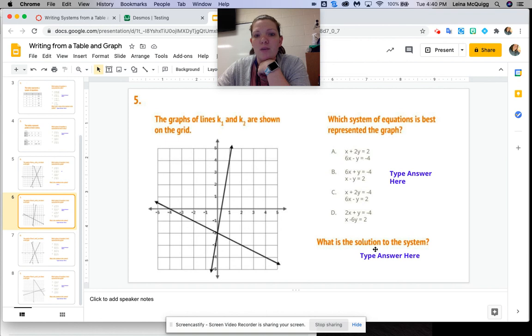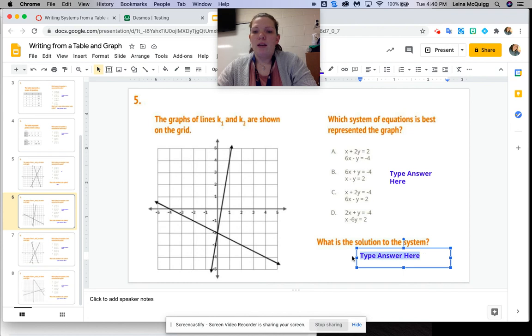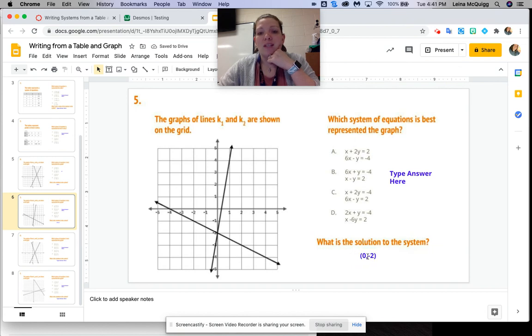Another thing we can do is find our solution. So our solution here is the point where they cross, and that point is 0, negative 2. So I'm going to write that out. 0, negative 2. And when we have our solution, it means that if I plug this x and this y into all of my equations, it's going to work for both of them, okay? So we could solve all of these for y and graph in Desmos, or we can plug our values in and see if they work out.